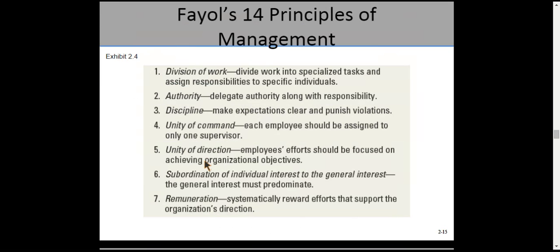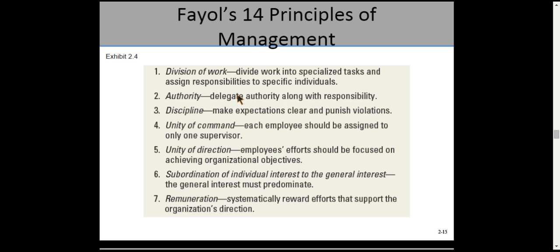So Fayol had 14 principles of management, and I'm not going to go through all of these, but I did want to discuss them quickly. We consider these really standard today if you work somewhere, but prior to that time, they weren't so standard. So division of work: divide work into specialized tasks and assign responsibilities to specific individuals. Okay, Tom, you are a great sales associate. We want you working the floor. Or, Michelle, you're really great with customers. We want you working on the customer service desk.